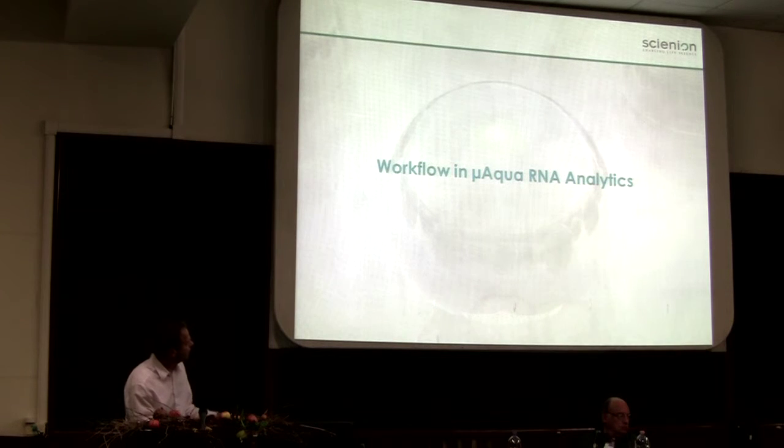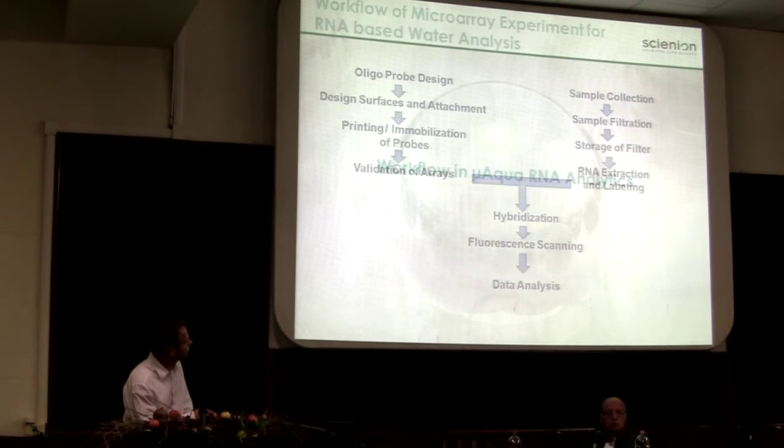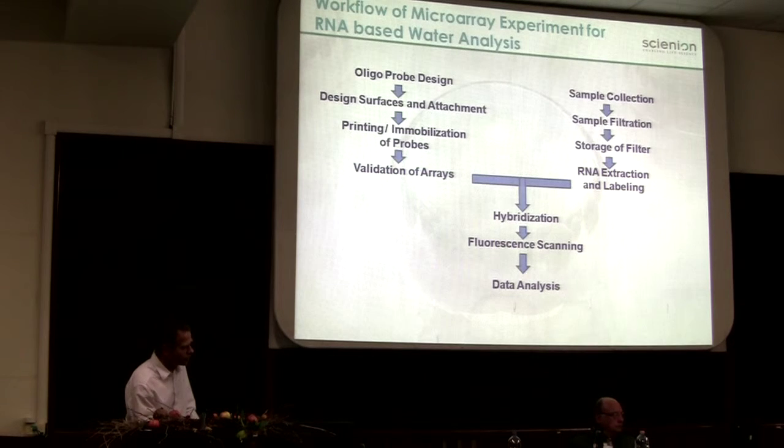Okay, I would like to come back to the MicroAqua project. So to the general workflow. So the first steps, what we have done, has been the design of the oligonucleotide probes. And then there was also a decision which kind of surface, which kind of substrate we would use, and the attachment chemistry. Then you have to apply some printing and immobilization procedures. And finally, if you have done that with reference samples, you can undergo the validation of these arrays.